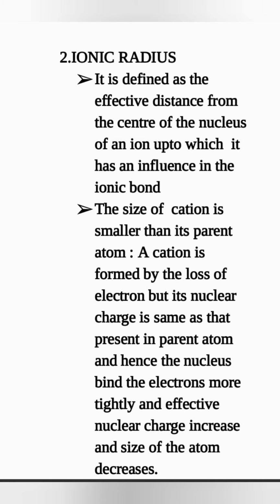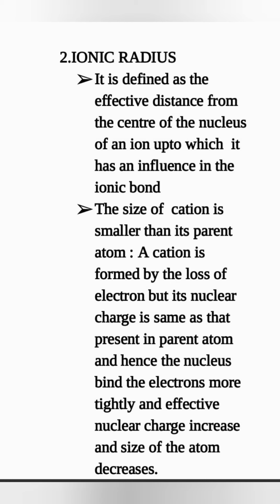Similarly, the size of the anion is larger than its parent atom, because an anion is formed by the addition of electron to an isolated gaseous atom. As a result, repulsion among the electrons increases and the effective nuclear charge decreases, so the size of the anion will always be greater than the parent atom.